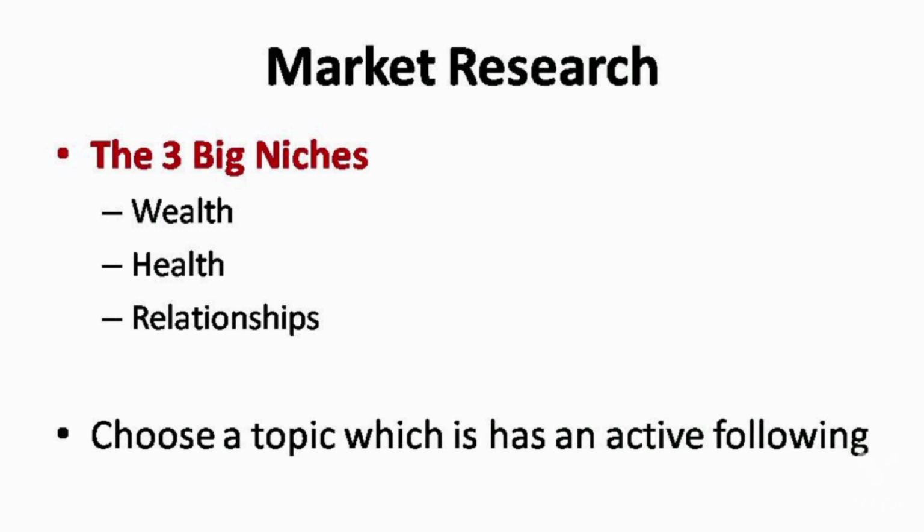When you have decided on a specific topic, let's say affiliate marketing for example, you also need to check that your topic has an active following. You can ascertain how active a niche is by monitoring their online activity. And the best thing is that you can research your topic by doing a very simple research on Facebook.